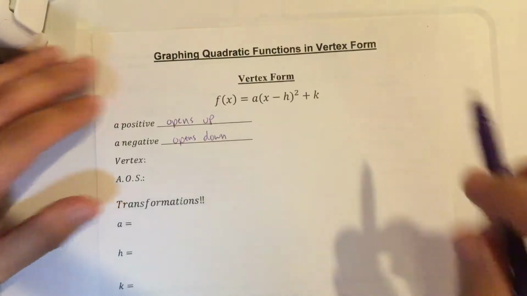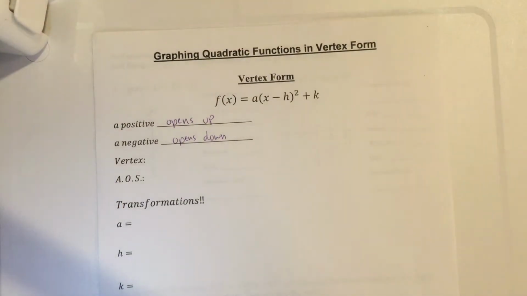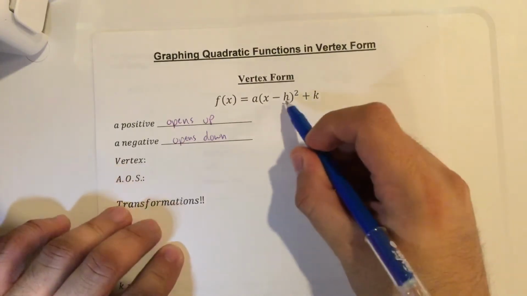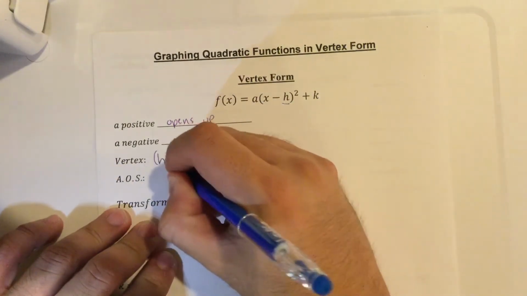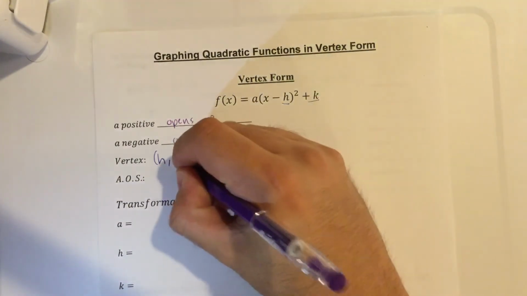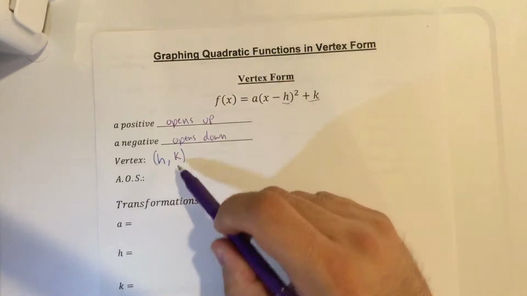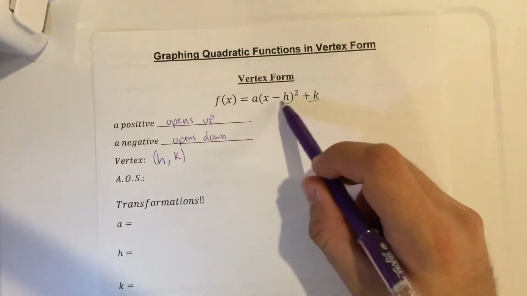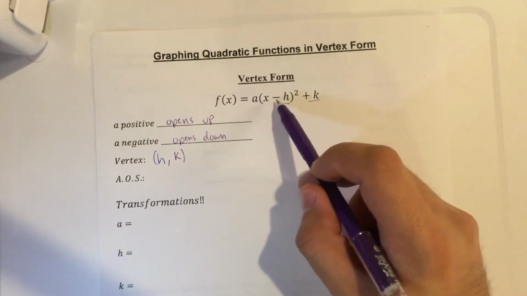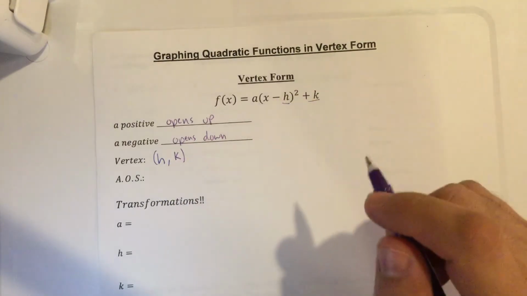Now for the vertex, we're going to get that from h and k. For h, for the vertex, you're going to take the opposite of that. So the opposite is h. And k, it is what it is, so it's just positive k. If it was -3, it'd be -3. 4 is 4. If this was x minus 3, it would be positive 3. If this was x plus 7, it would be -7.